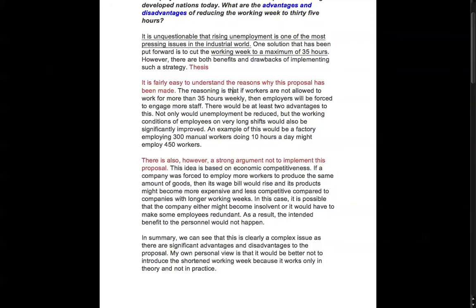This idea is based on economic competitiveness. If a company was forced to employ more workers to produce the same amount of goods, then its wage bill would rise and its products might become more expensive and less competitive compared to companies with longer working weeks. In this case, it is possible that the company either might become insolvent or it might have to make some employees redundant. As a result, the intended benefit to the personnel would not happen. Okay, again we have a general introduction of the topic, and then we have a specific example at the end.